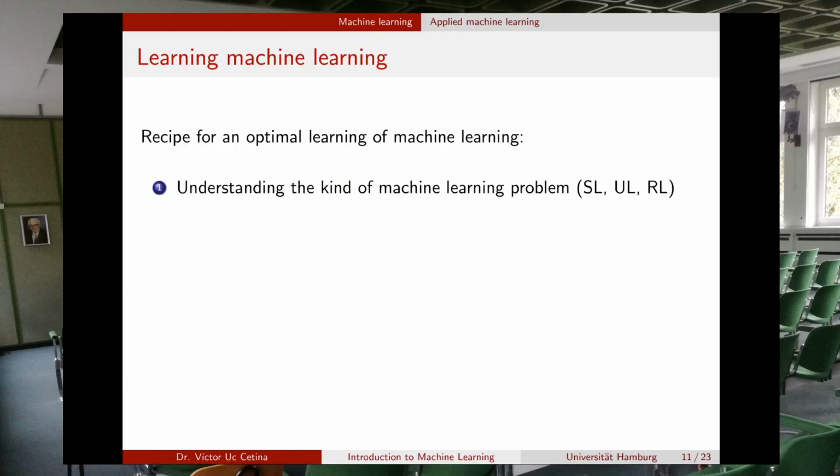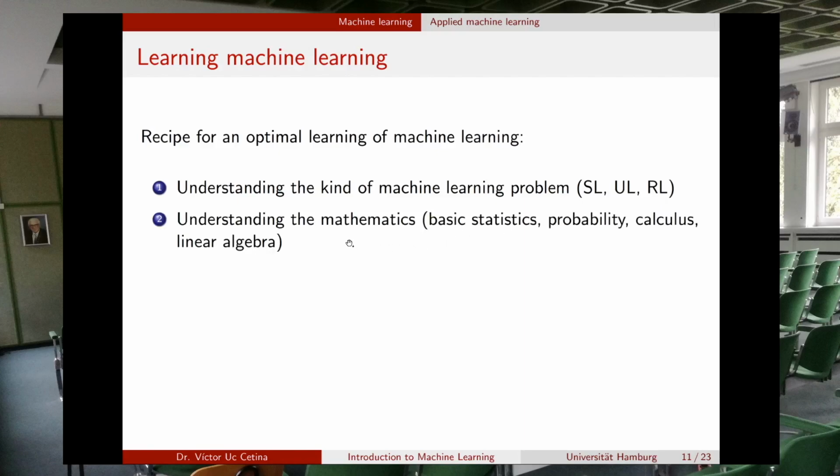So what is the best way to learn machine learning? Here is a recipe for an optimal learning of machine learning. First, you need to be able to understand and classify your problem in any of these three kinds of machine learning problems that we have talked about: supervised, unsupervised, or by reinforcement. Once you have decided which of these is your problem, then you need to go and understand the mathematics behind the algorithms that you are going to use. These mathematics include basic statistics, probability, calculus, or linear algebra in most of the cases.